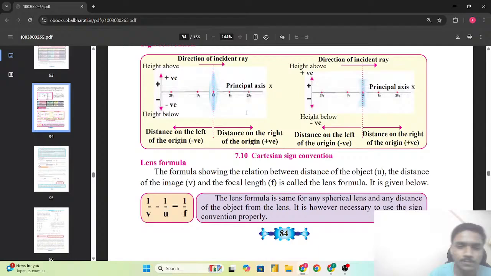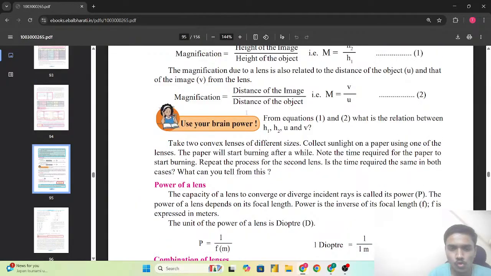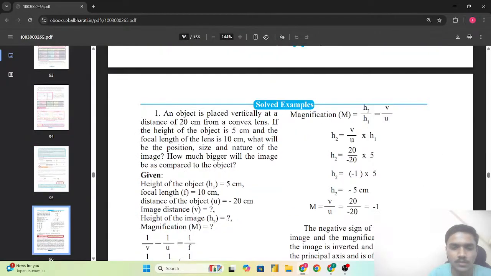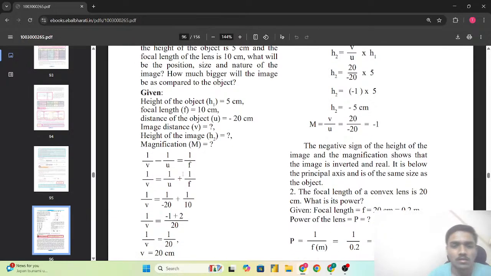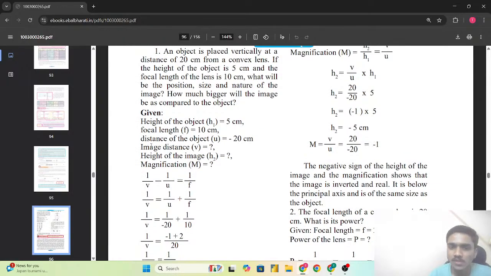As the object is placed towards the left, the object distance u will be negative. So we have taken the object distance u is equal to minus 20 centimeter. Then we have the height 5 centimeter, focal length f is equal to 10 centimeter, and object distance u is equal to minus 20 centimeter. We have to find the image distance, as we have to comment on the size of the image and the position and nature of the image.